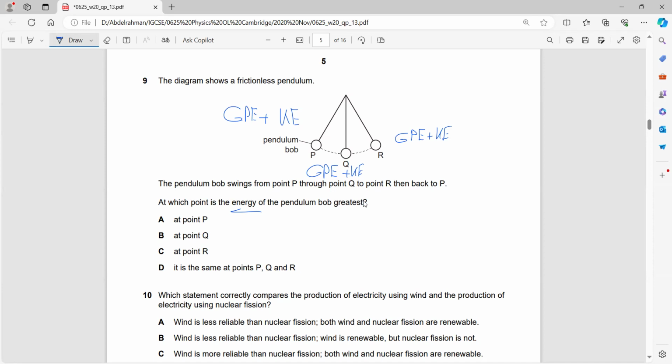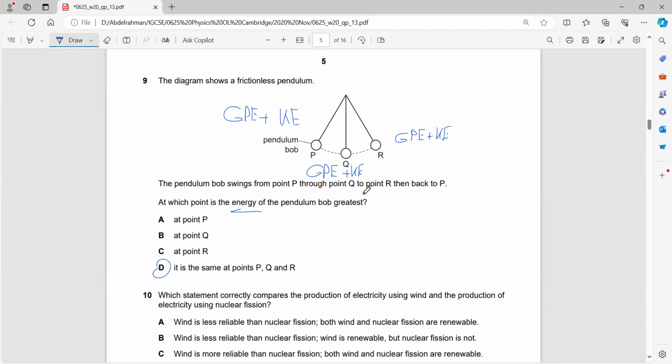Energy cannot be created nor destroyed. It can only change from one form to another. In this case, it constantly changes from gravitational potential energy to kinetic energy, from any point, moving from P to Q to R and back to T. So at P and Q and R, the total energy remains the same.